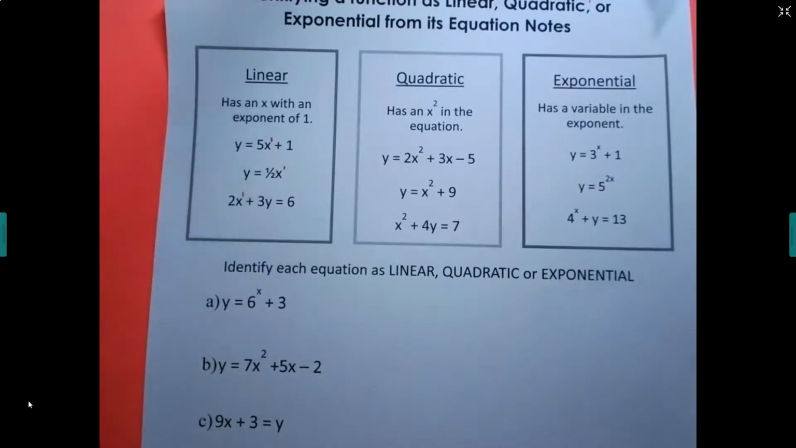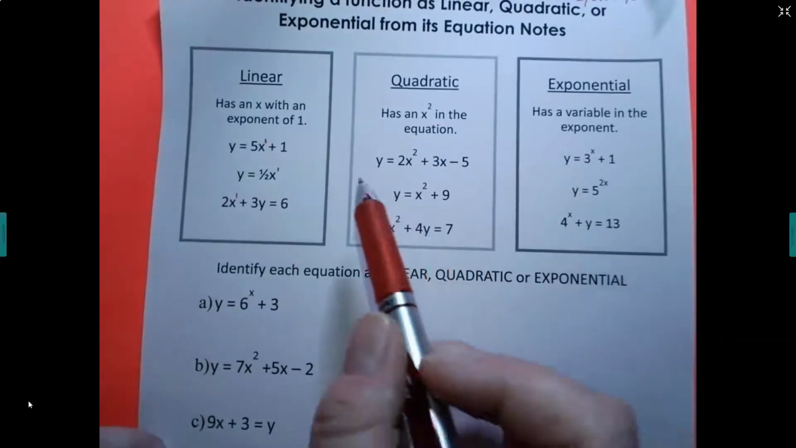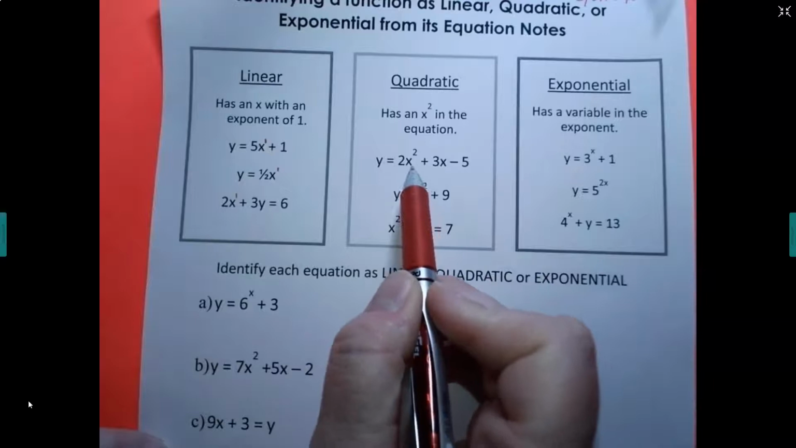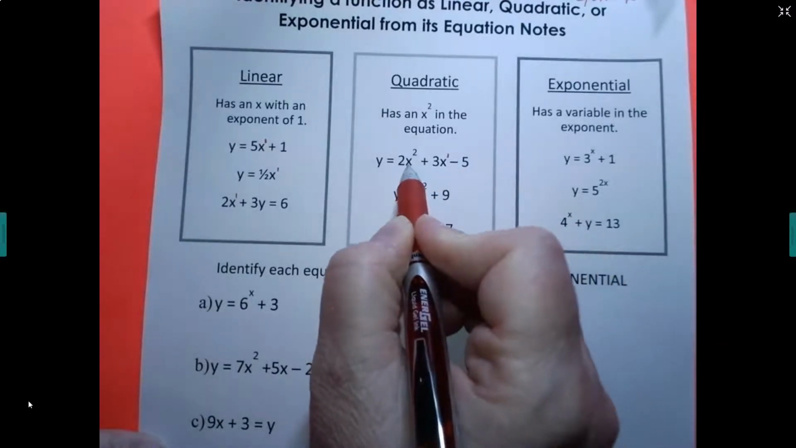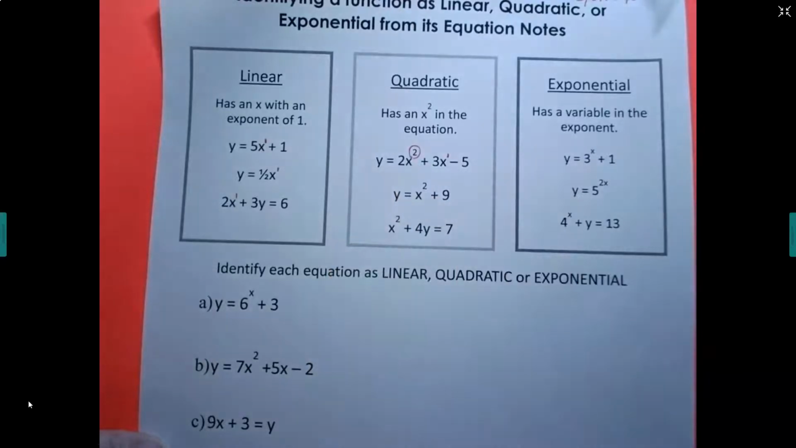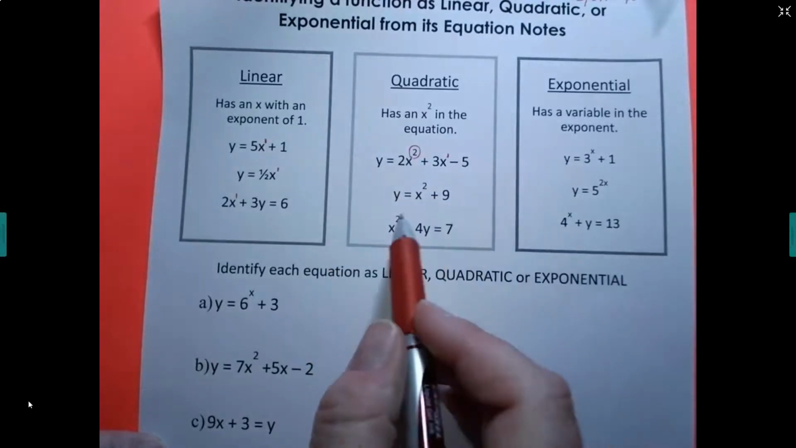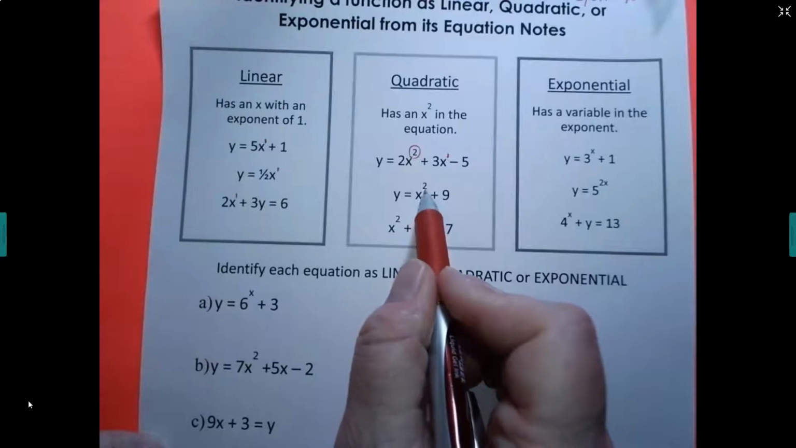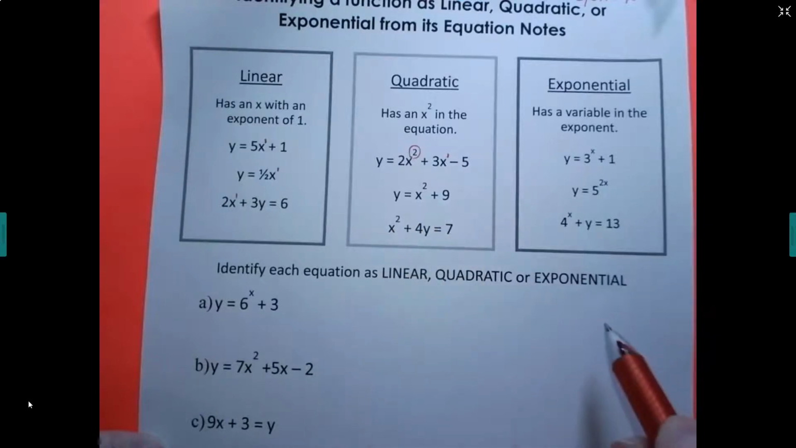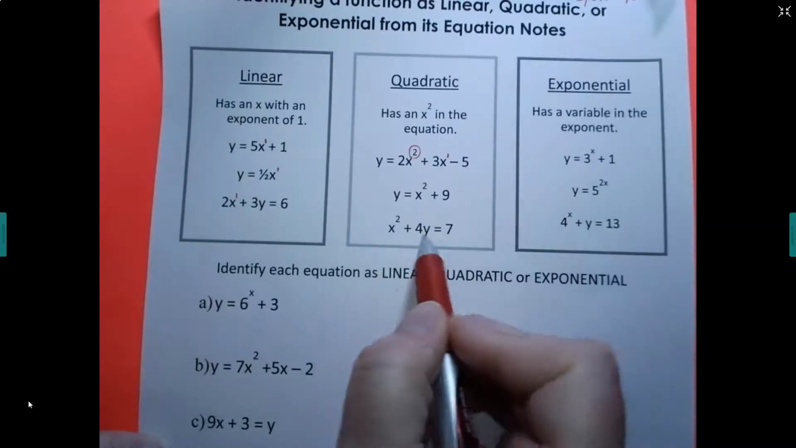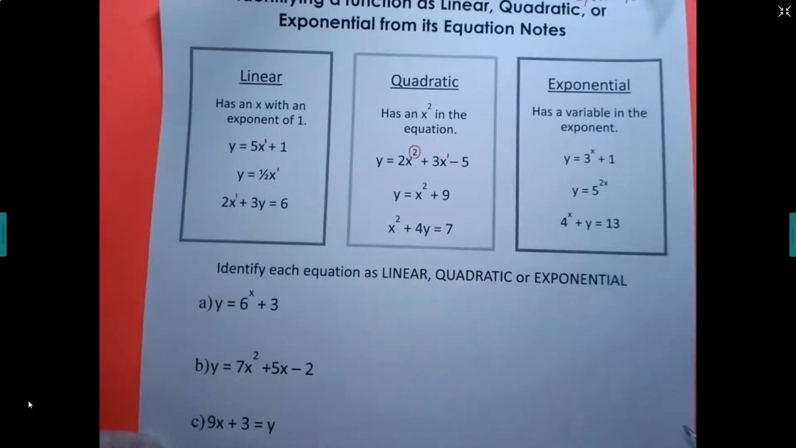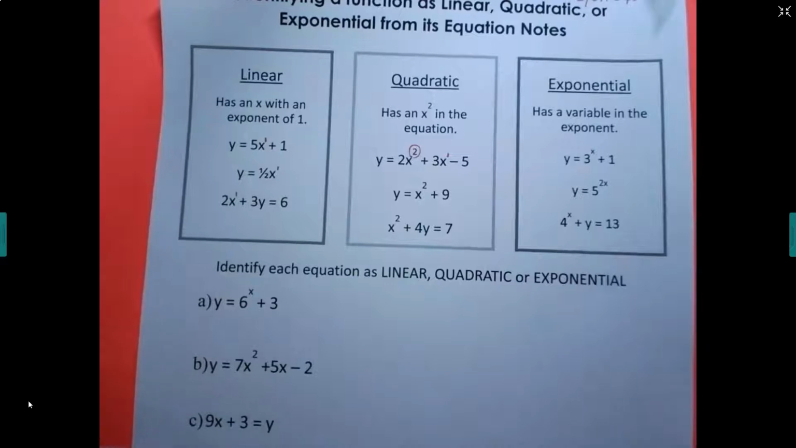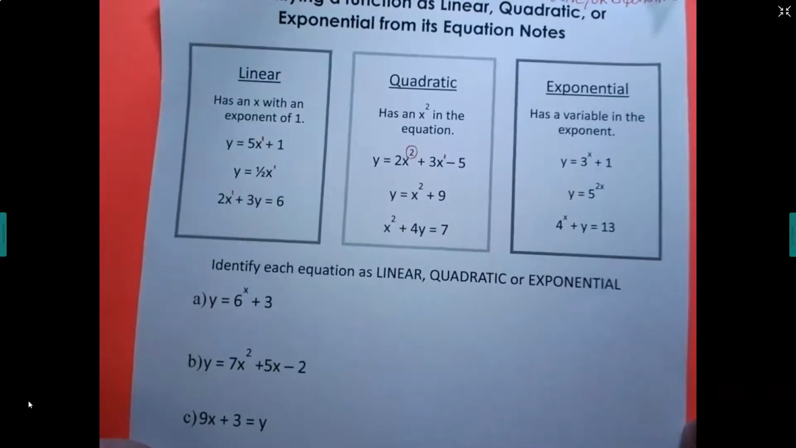Our quadratic has a degree of 2, meaning the highest exponent is 2. So when we look at all of these equations, there's an exponent of 1 here on this x. However, the highest exponent is this 2. That makes it quadratic. This is the only variable and its exponent is 2, so it's quadratic. There is more than one variable, but we're looking at the x and the x is squared. This is quadratic.